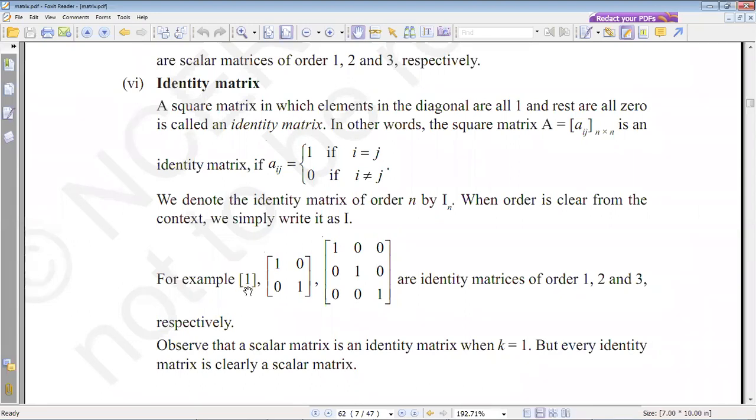So these are some examples of identity matrix. This is identity matrix of order 1, this is identity matrix of order 2, and this is identity matrix of order 3. Actually, these identity matrices are generally represented by I_n. We denote identity matrix of order n by I_n, where n represents the order of the matrix. Since it is an identity matrix of order 3, it can be written as I_3.